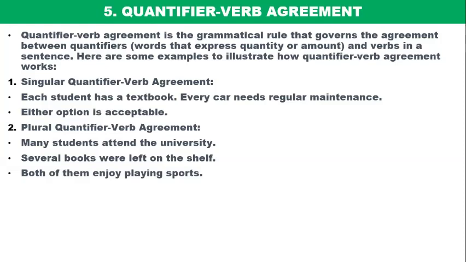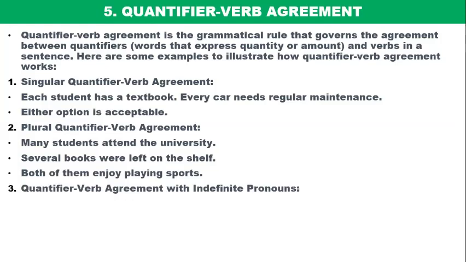Both of them enjoy playing sports. Here, the plural quantifier both agrees with the plural verb enjoy. Then we come to the third type of quantifier-verb agreement, and that is quantifier-verb agreement with indefinite pronouns. Okay?